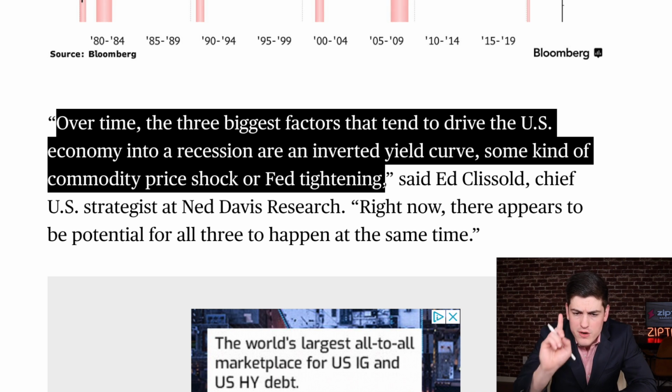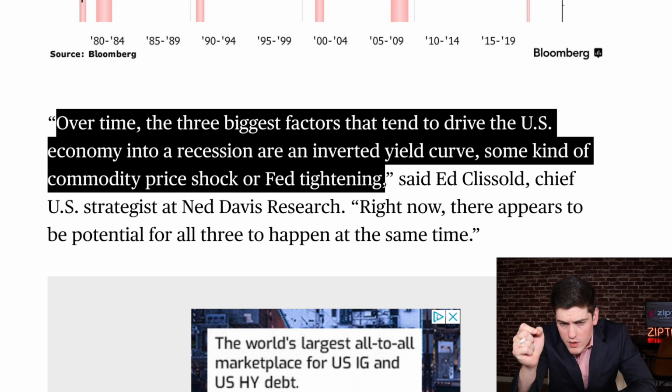Let me start by reading you the sentence. Over time, the three biggest factors that tend to drive the U.S. economy into a recession are inverted yield curves, some kind of commodity price shock, or Fed tightening. Let's check on each of these things.